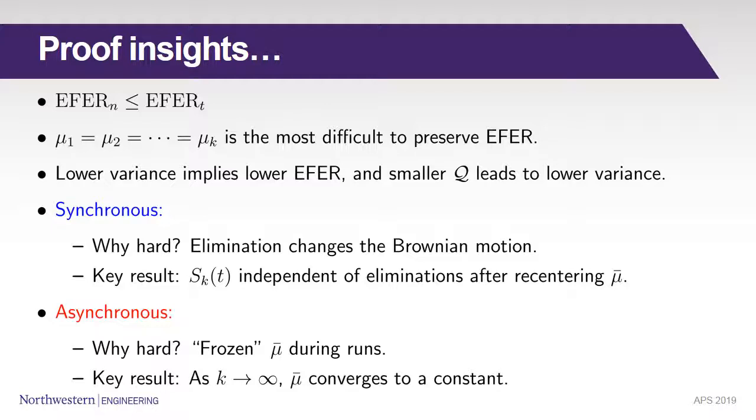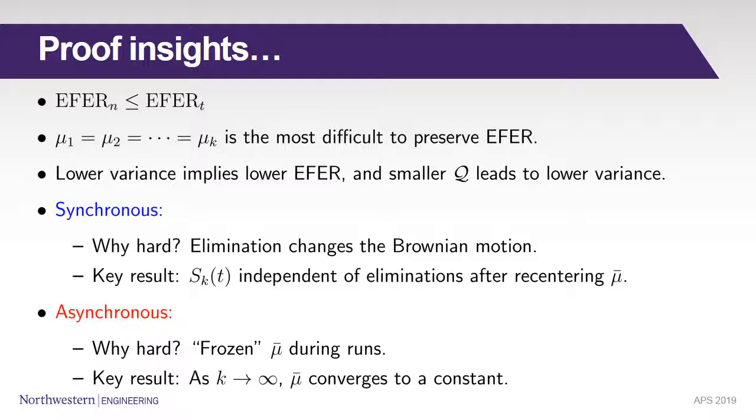We then had two regimes: the synchronous regime, when the number of processors equals the number of systems and systems stay in sync. Why is this hard? Well, because elimination changes the Brownian motion process. The key result here is that, say from the point of view of system K, its partial sum process is independent of the eliminated systems if we recenter the standard immediately after the eliminations.